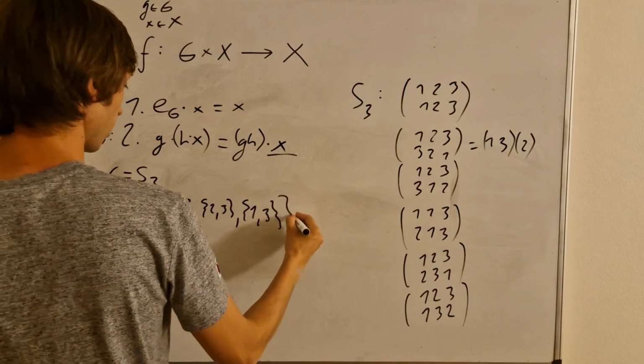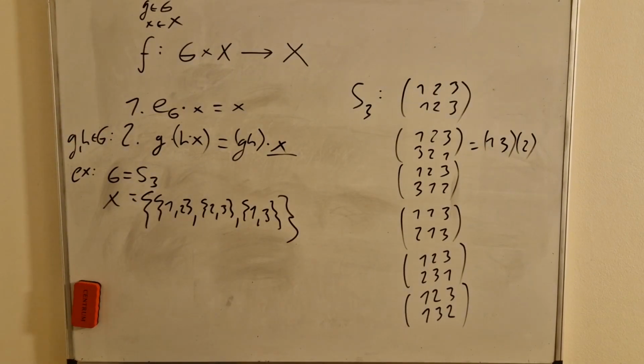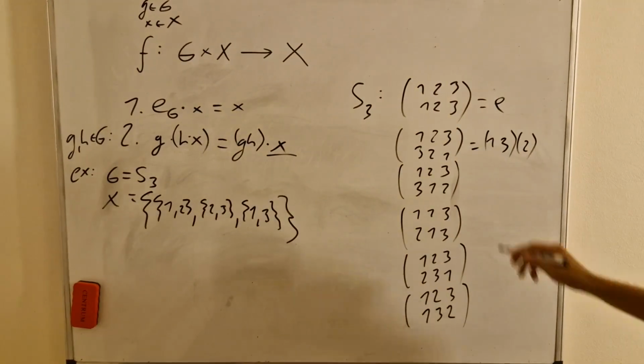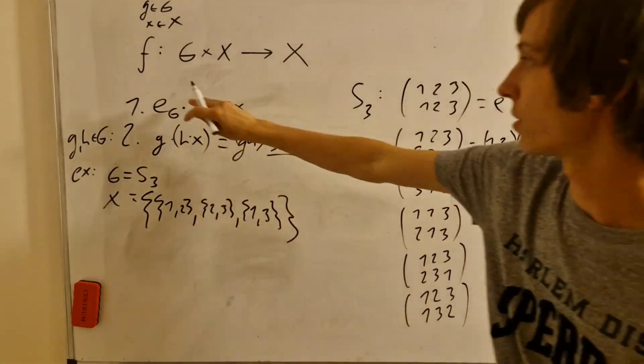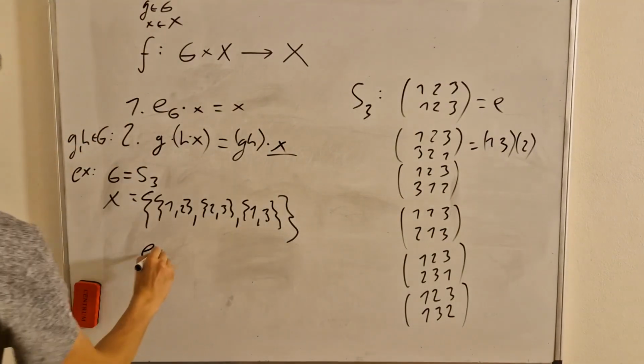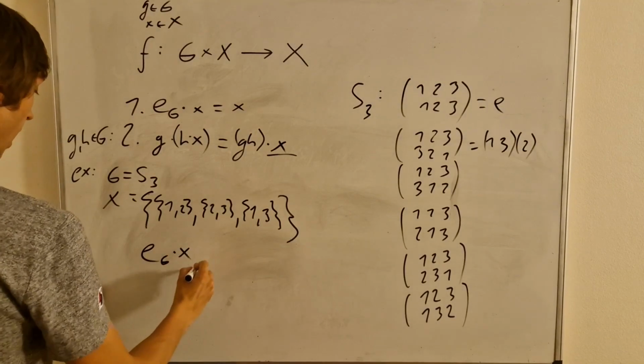Or let's take these: all 2-element subsets of 1, 2, 3, and now we can act on them. And this is the identity element here. So you see, this axiom is also satisfied for this example, because E, the identity element of our group, when acting on any X will be X.